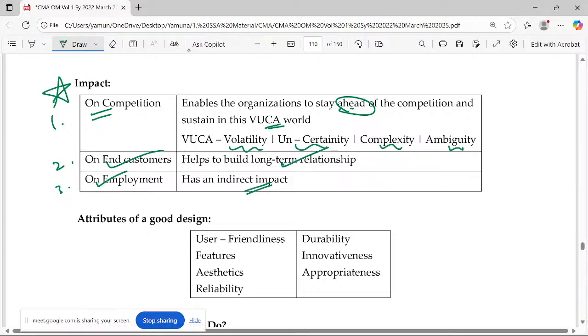When you say a design is a good one, it should be user friendly. You have to look out for the features. It should be aesthetic, reliable, durable, innovative, and appropriate. Appropriate means it should be related to me. It should be suitable to me.